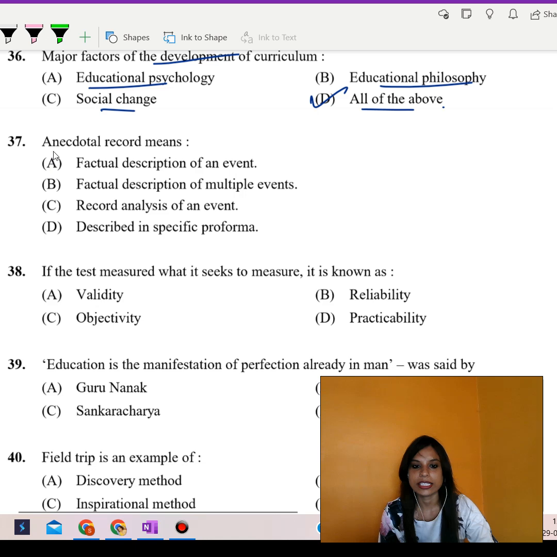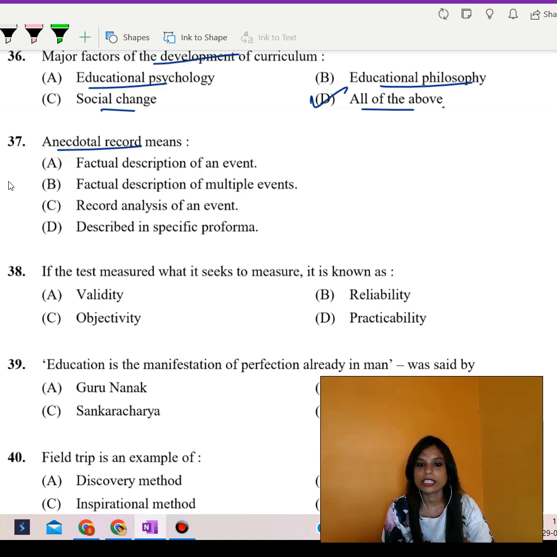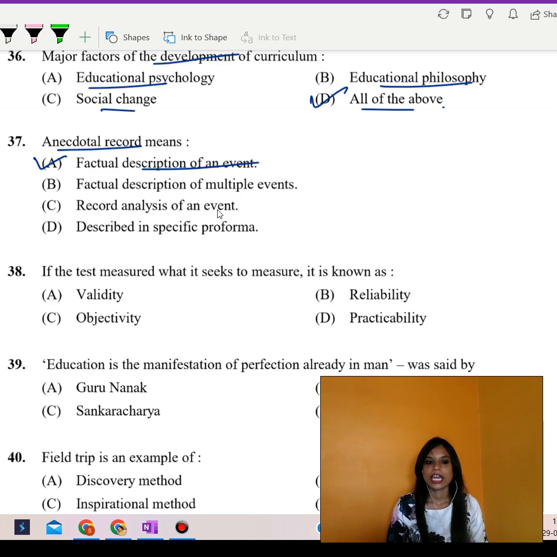Next question is, anecdotal record means. It means the factual description of an event, all right? Now, anecdotal record refers to a factual description of a single event or incident. It provides detailed information about a specific occurrence, often used in educational settings to document student behavior or progress.